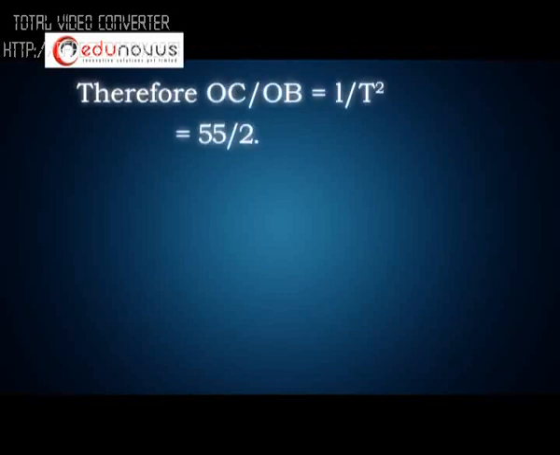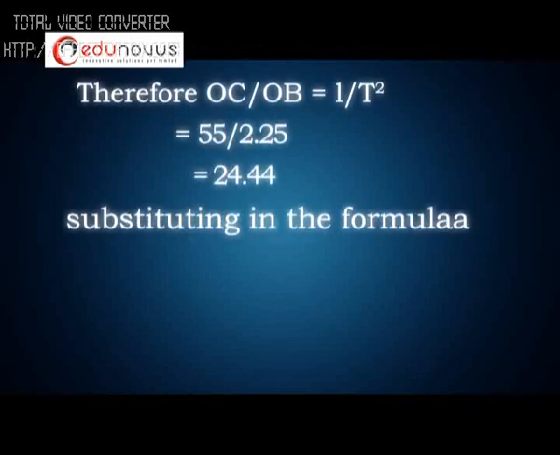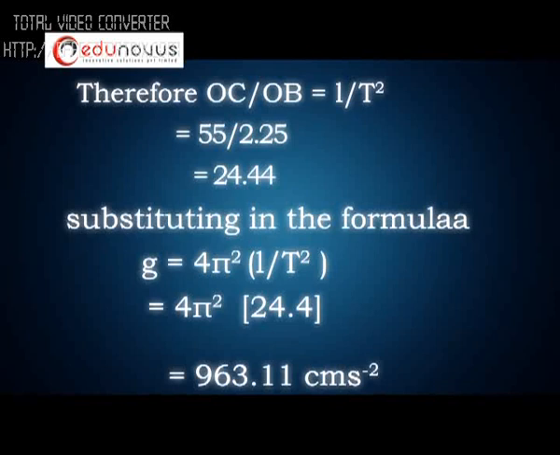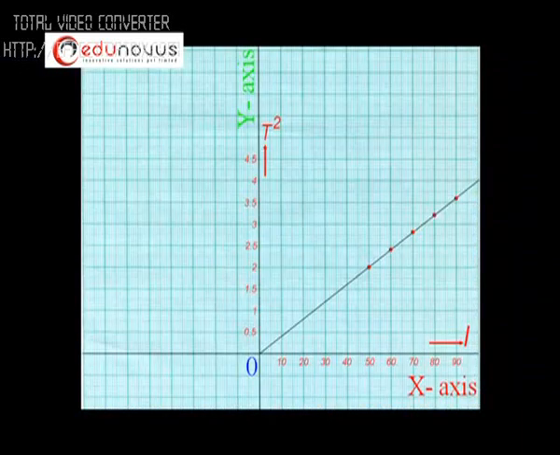Now, OC is equal to L and OB is equal to T square. Therefore, OC by OB is equal to L by T square, that is equal to 55 by 2.25, that is equal to 24.4. Substituting in the formula, g is equal to 4 pi square L by T square, that is equal to 4 pi square into 24.4, that is equal to 963.11 centimeter per second square.